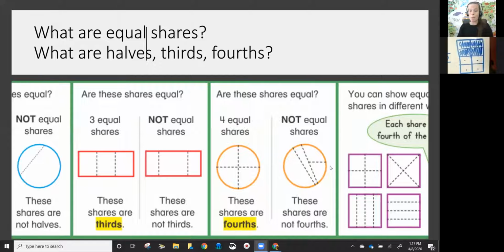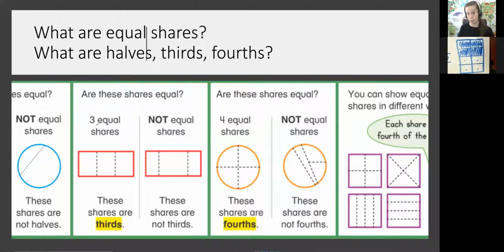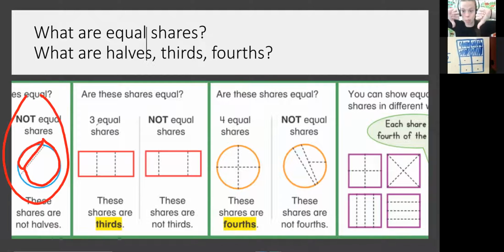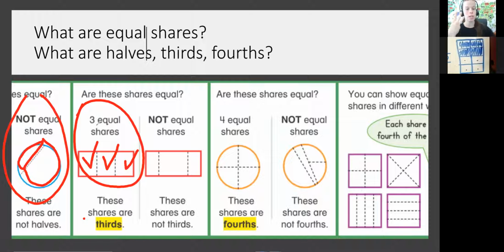Now, what I want to do is go with you through some of the things that you'll see in your math book if we were at school. Okay, let's do red because that looks good. All right. This is not an equal share, okay? It's not fair. Look at how much you would get versus the other person. It's not equal, okay? This is a non-example. Now, are these shares equal? 3 equal means the same. Are those 3 shares the same? Yeah. So these shares are called thirds. Now, if I shared this with 2 other people, is that fair?